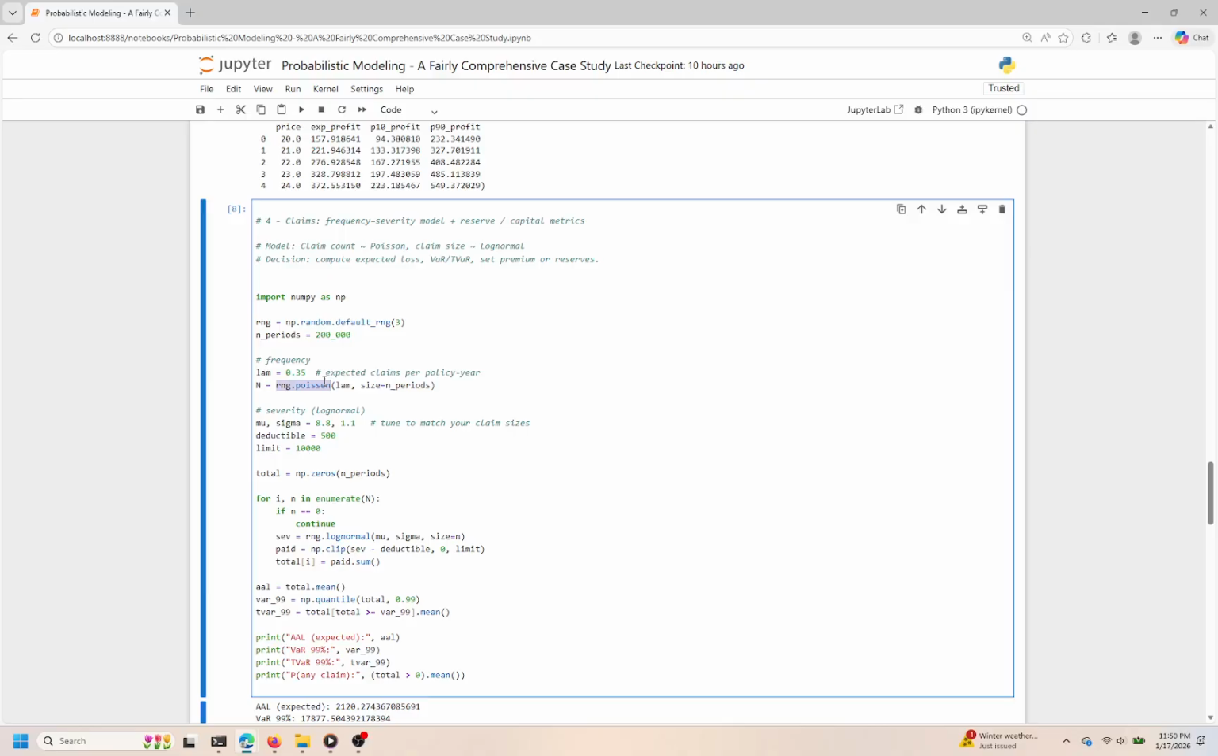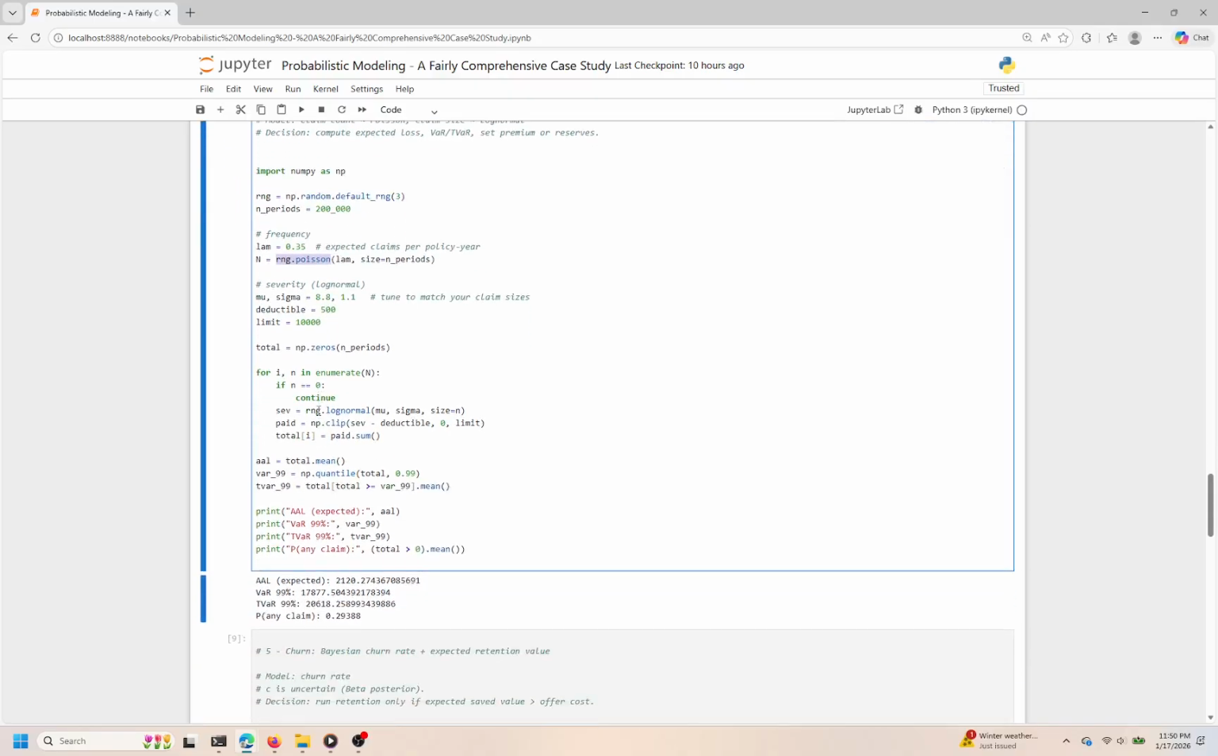The total amount paid out for claims is calculated by iterating through the generated claim counts. If there are no claims in a given period, we simply skip that iteration. For those periods with claims, we determine the severity of each claim using the log-normal distribution, applying the deductible to ensure we only account for claims above that threshold. The results are clipped to honor the specified limit, preventing any inflated expectations on large payouts.